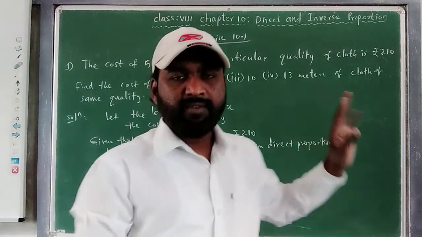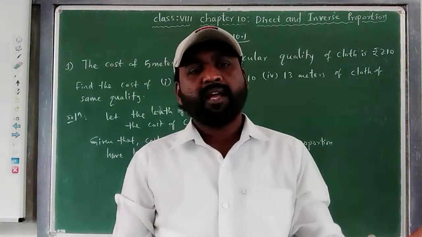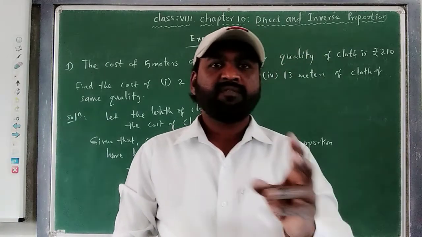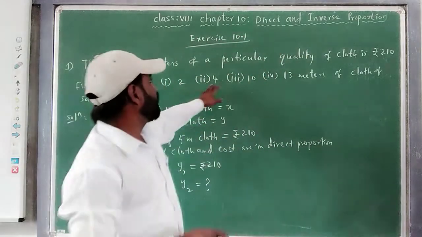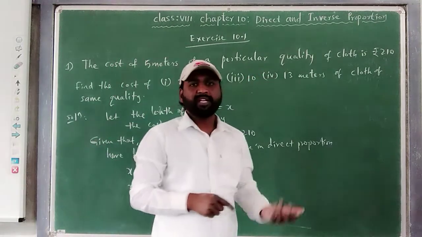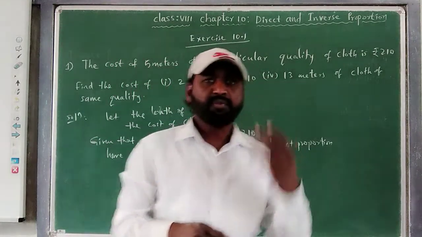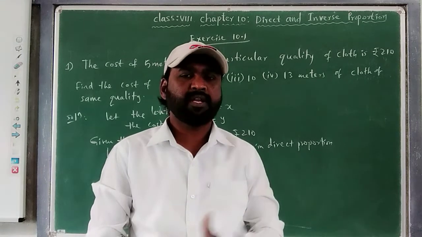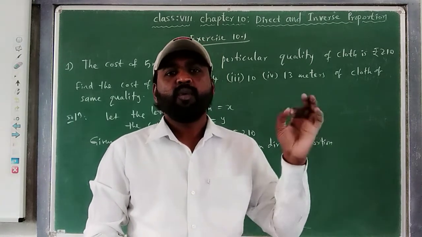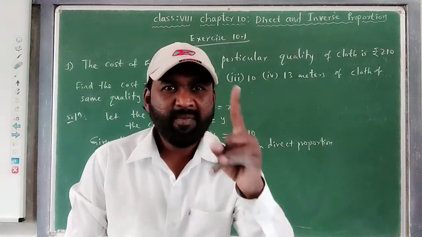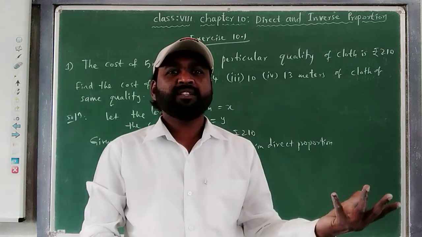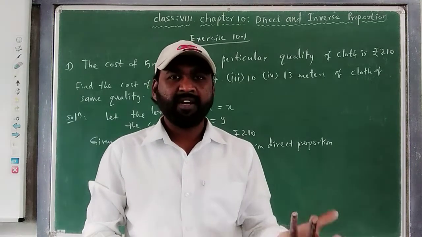Already in the question it is given the cost of 5 meters cloth is rupees 210. We need to find the cost of 2 meters cloth, the cost of 4 meters cloth, the cost of 10 meters cloth, the cost of 13 meters cloth. If you do not know the concept of direct proportion or inverse proportion, you are going to find out the cost of 1 meter cloth first. Then you can find the cost for any number of meters easily.